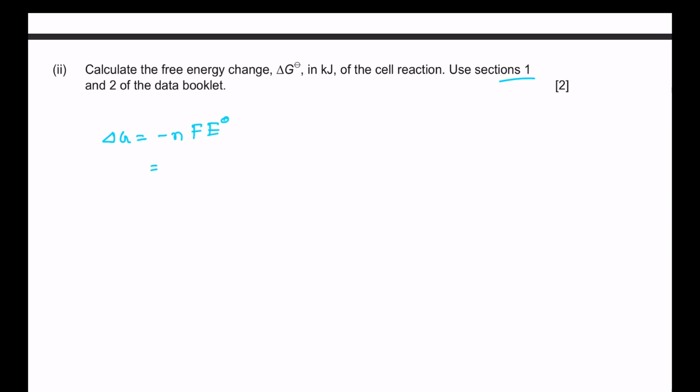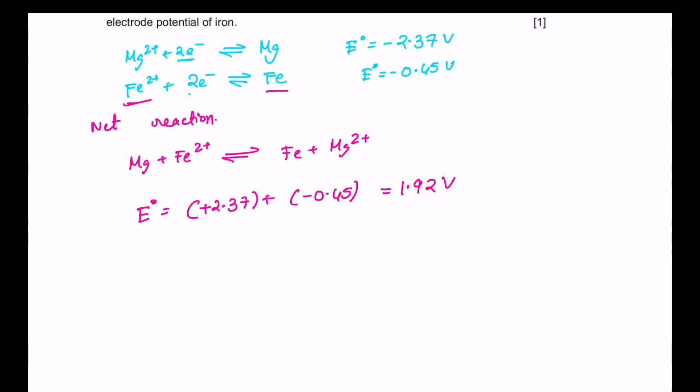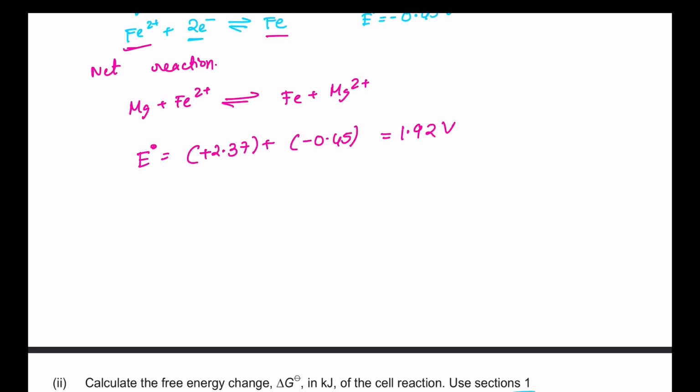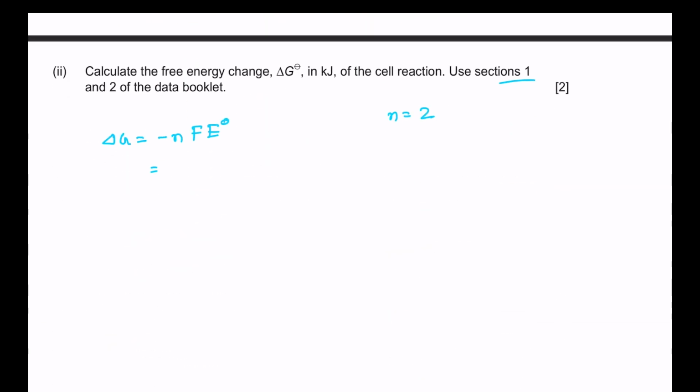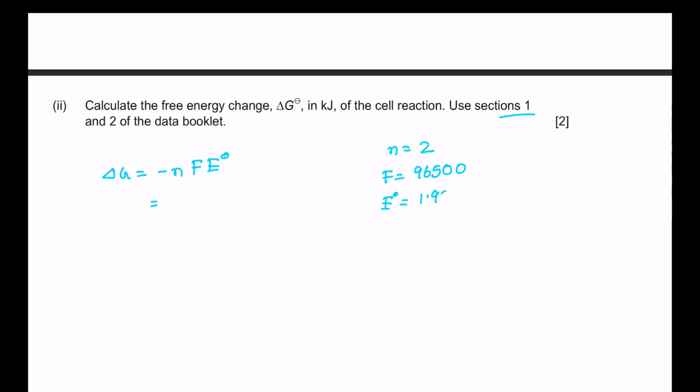So n is the number of electrons that is transferred, and in this case it will be 2, because it will be 2 electrons here. We are just adding, there is no multiplication. So 2 electrons getting transferred from Mg to Fe. n is 2. The value of F, from here you can get, is 96500 coulomb, and E naught value from the previous question is 1.92 volts. So minus 2 times 96500 times 1.92.